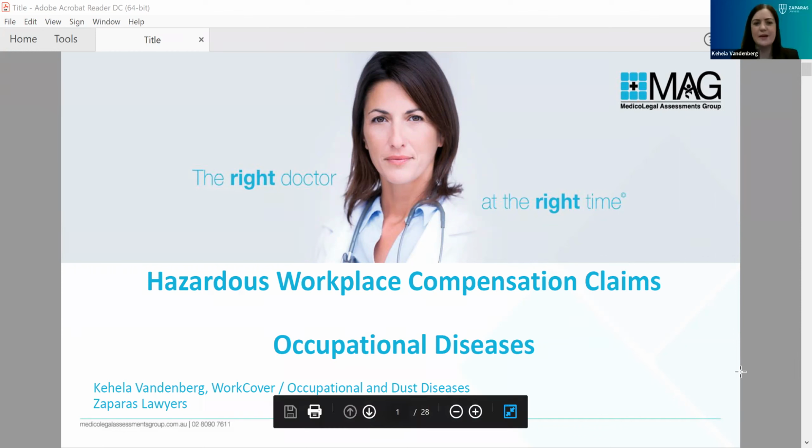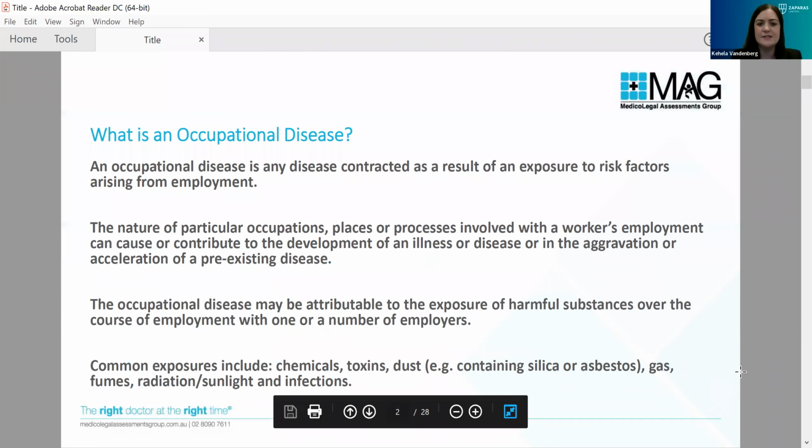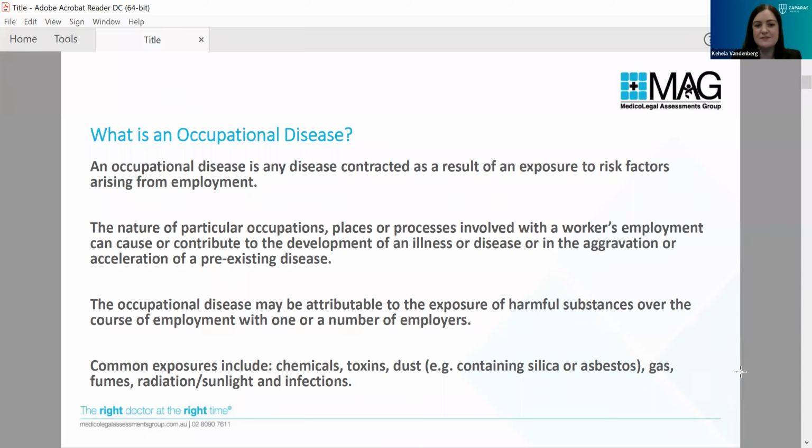So what is an occupational disease? It's any disease contracted, potentially contracted, as a result of an exposure to risk factors arising from employment. There are particular occupations, places or processes involved in some workers' employment.